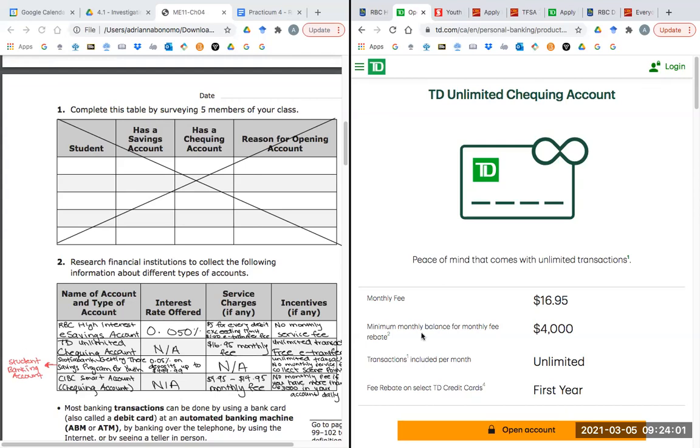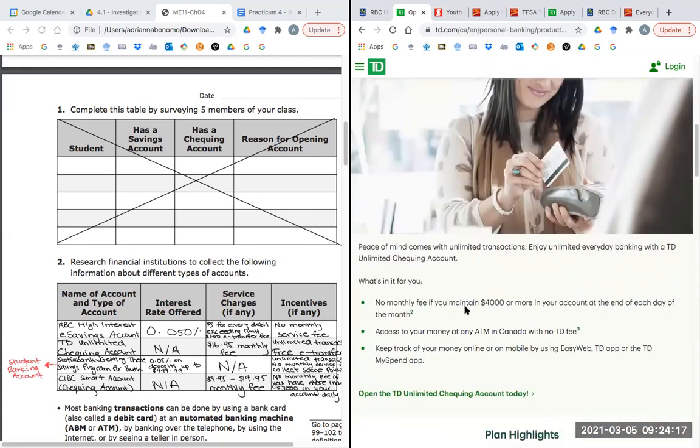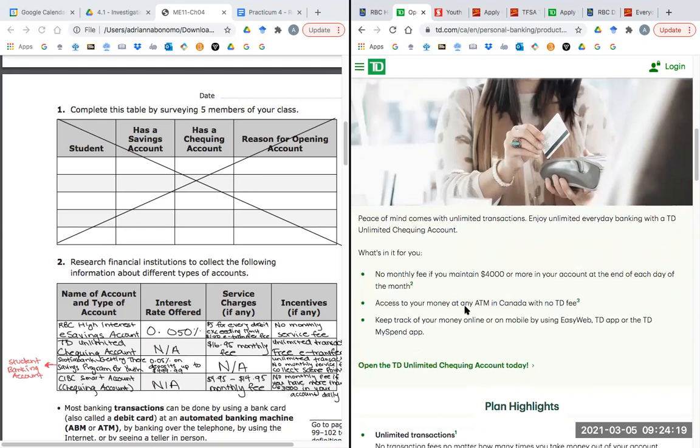Service charges. This account does have a service charge. It has a monthly fee of $16.95. So that is a service charge. That is a payment you're going to have to make towards the bank for having this account open. Let's see if there's anything else. So again, it's always important to really scroll through and read everything.